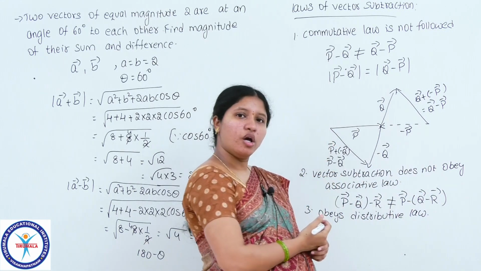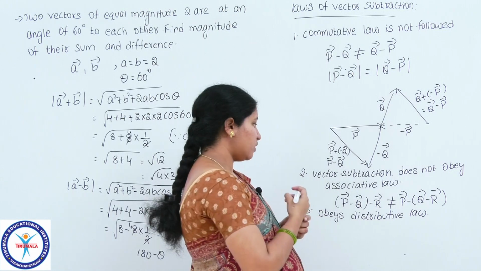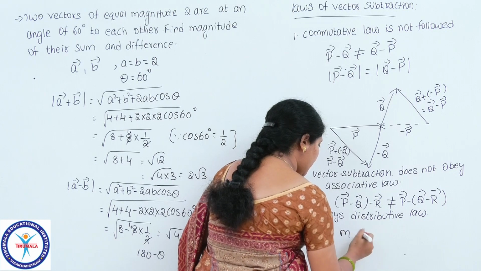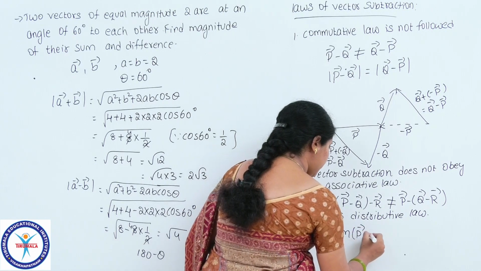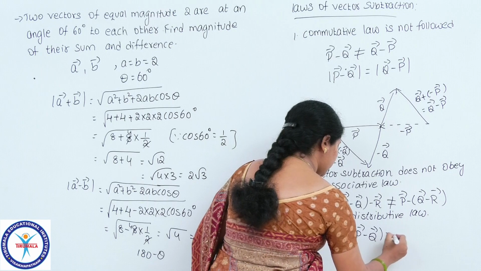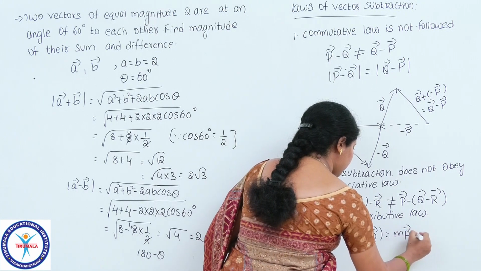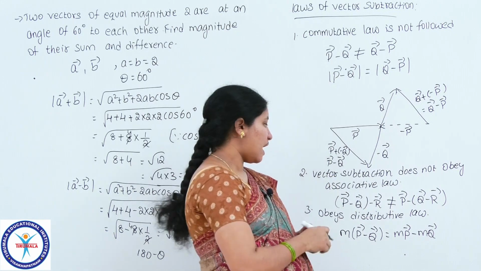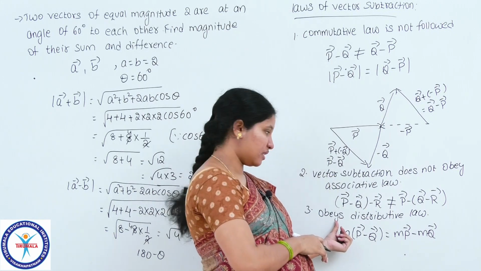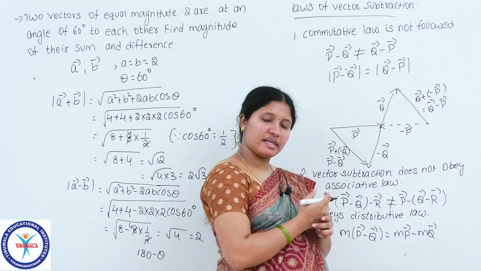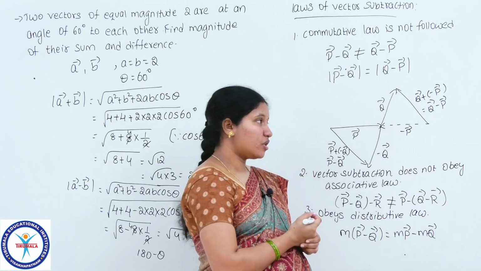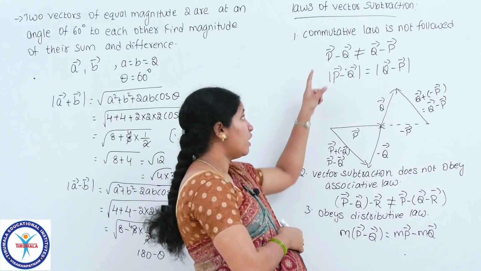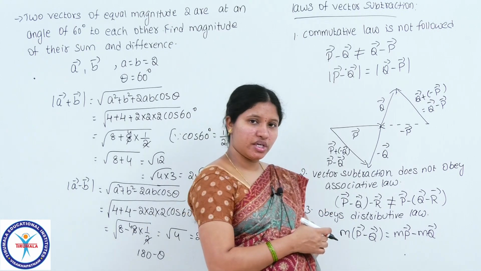Vector subtraction obeys distributive law. Let us consider a scalar as m. So m into P bar minus Q bar is equal to m into P bar minus m into Q bar. As vector subtraction obeys it, the LHS value and RHS value will be the same. So vector subtraction obeys distributive law, and does not obey commutative law and associative law.